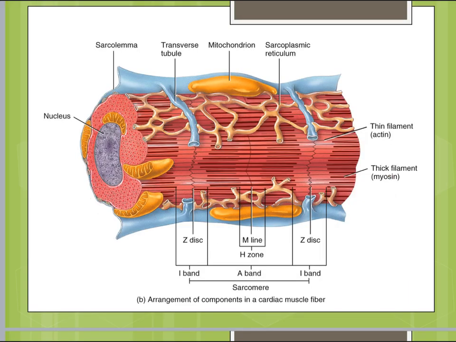Let's look at the arrangement of the components in a cardiac muscle fiber. As you see, it looks strikingly similar to skeletal muscle. What are we missing? We're missing those terminal cisterns, storage tanks of calcium, but we do have all the basic same components: the transverse tubules, mitochondria, all of our protein filaments, actin, myosin, our M line, our Z disc to Z disc, our I bands, A bands, all the functional parts of the sarcomere.